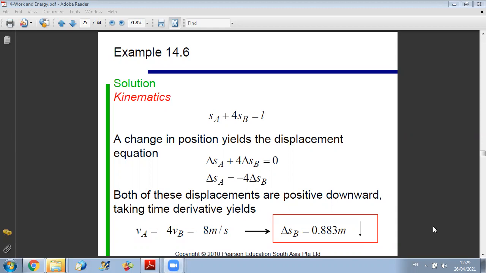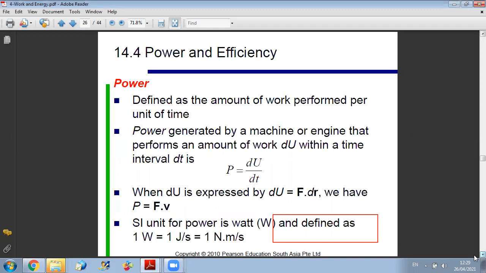This is mainly the work and energy chapter. It's a very simple chapter. This is the first relation we applied. Next time we will see together the definition of power and efficiency.